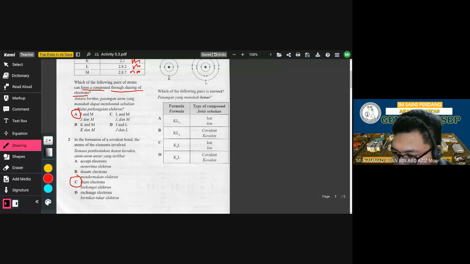Hmm. Okay, pergi balik group Telegram. Tengok balik dekat sini. Ni lah cikgu dah post, tak nak tengok. Sekejap. Mana dia? Mana dia? Sekejap.